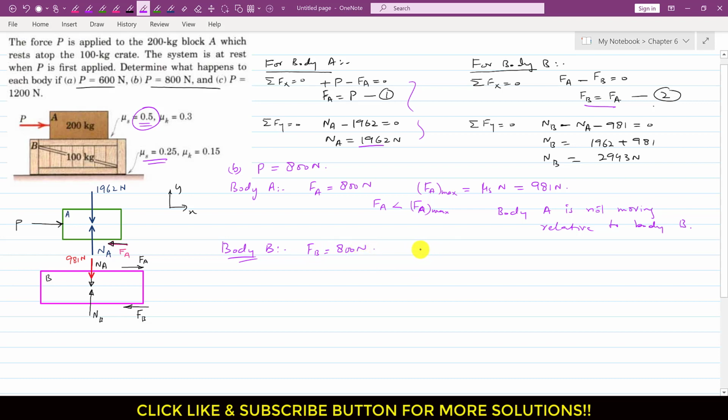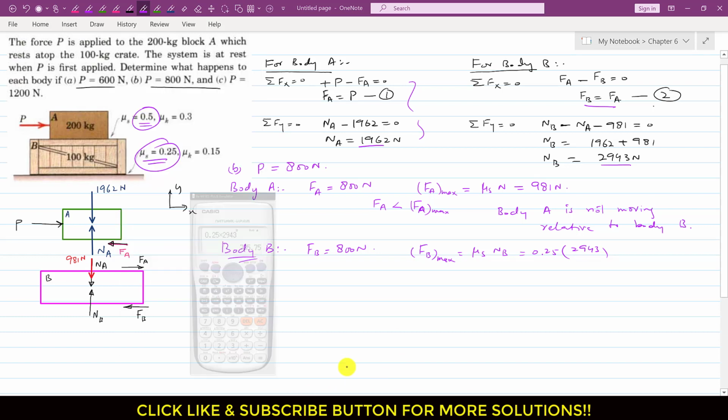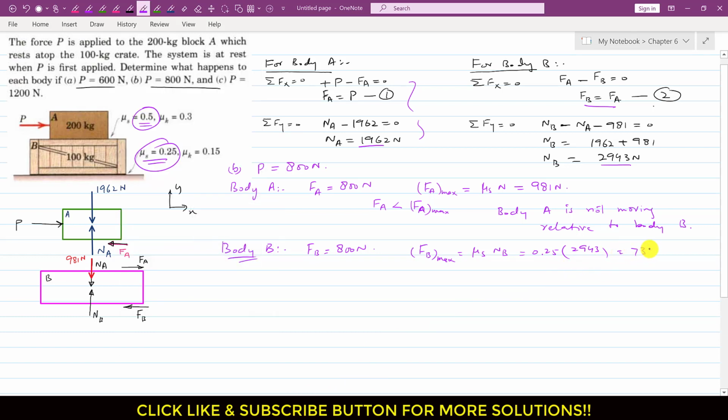And again, we can find FB max. So FB max is mu S N B, right? And mu S is 0.25, right? So I will write this as 0.25 times 2943, right? So this gives us 735.75. So now again we can see that FB is greater than FB max. So this means that body B is not in static equilibrium, it's moving, right?